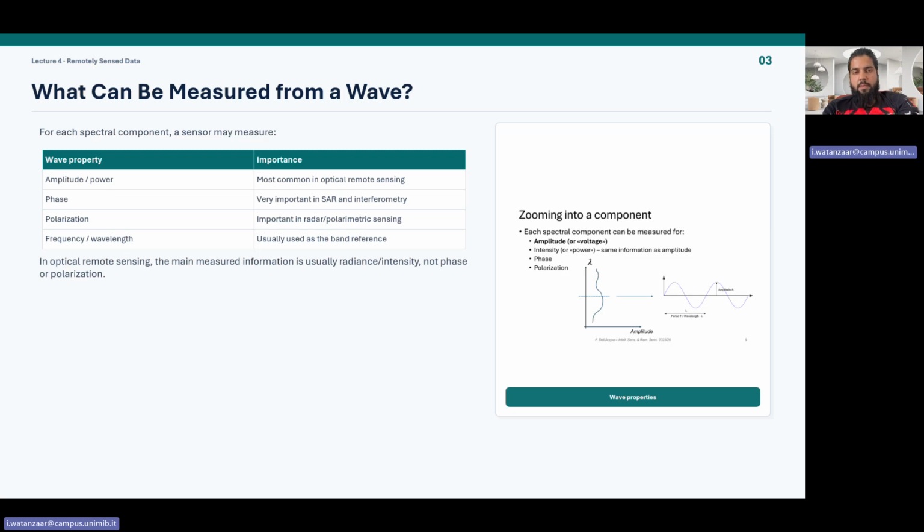But in classical or optical remote sensing, mainly Sentinel-2, the main measured information is usually radiance or intensity. It is exactly the same as amplitude or power, not the phase or the polarization. We are not capturing phase or polarization in optical remote sensing. So the main thing is amplitude and multiple frequencies and wavelengths.